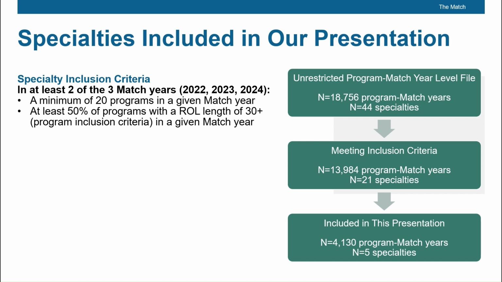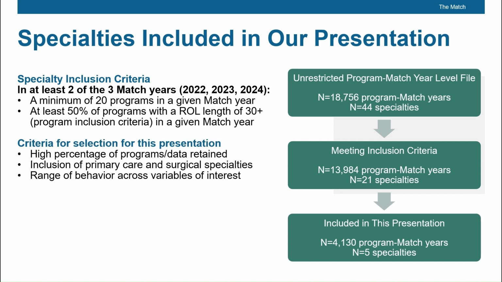Further, individual program match years needed to have a minimum rank order list length of 30 applicants in order to be included. When we reduced the number of program match years and specialties using those inclusion criteria, we ended up with almost 14,000 program match years across 21 different specialties.